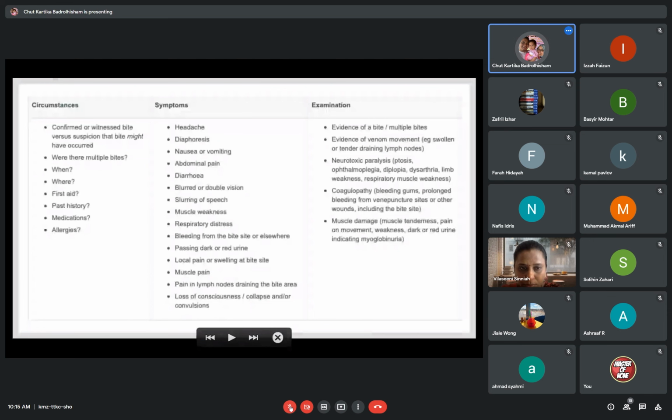Then geographically we can guess. For example, I once encountered a patient in the Paya Bakau area, not sure what he was doing, but in the mangrove area. So we can guess that the patient might have been bitten by a mangrove pit viper. Alright. Okay, then we ask about the symptoms the patient may have, and also examination.